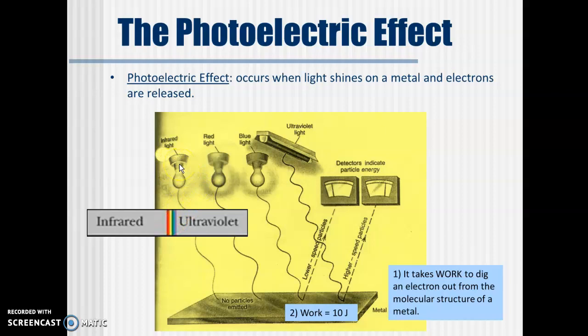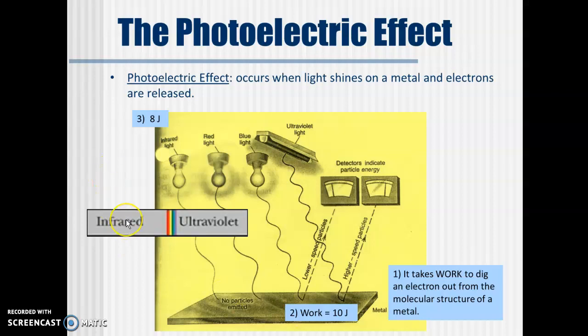For the sake of our story, let's pretend that infrared light brings an incoming energy of 8 joules. Well, I shine infrared light on the metal, I send down my 8 joules, and that's not going to be enough to release the electron. So basically the photoelectric effect is not going to happen when I use infrared light.